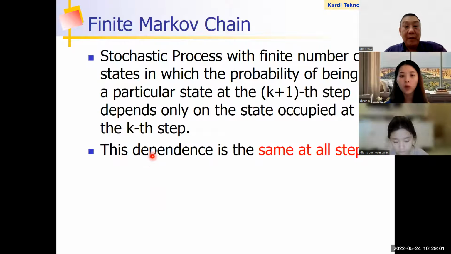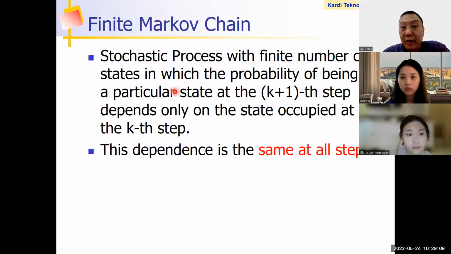Now, a stochastic process with a finite number of states. So the number of states is finite, limited, not infinite. Because if infinite, we have an infinite Markov chain, but the result will be totally different.